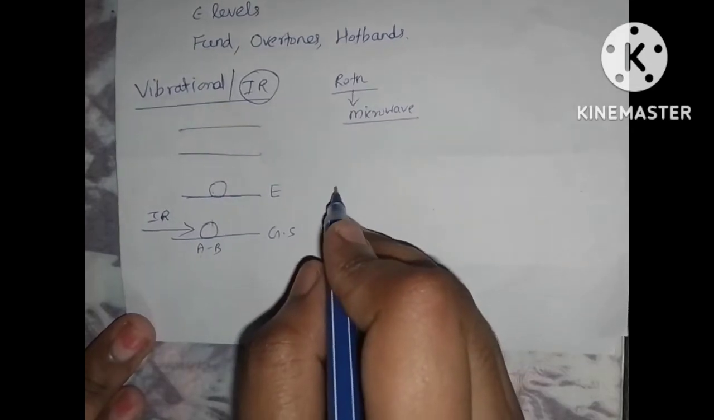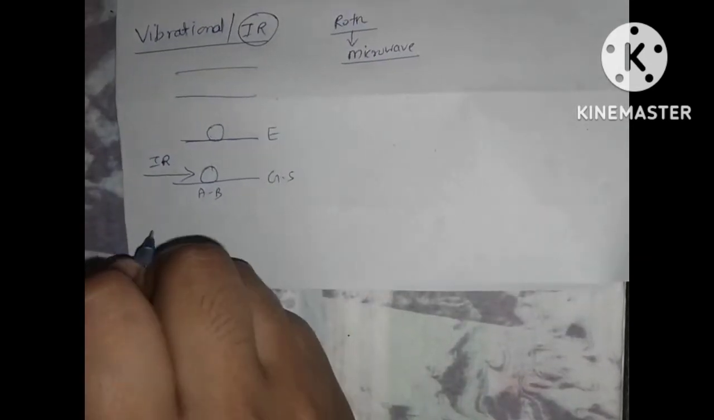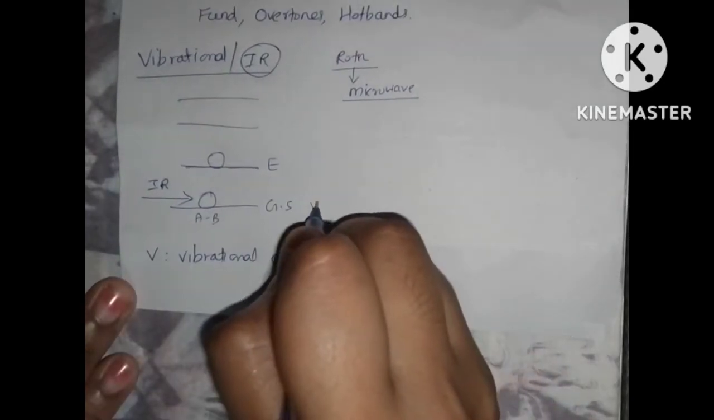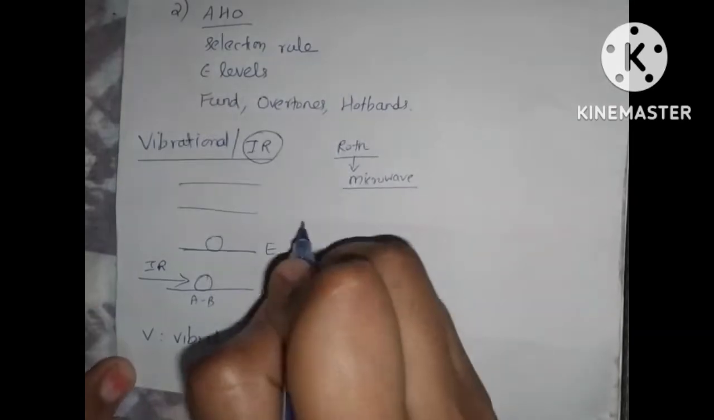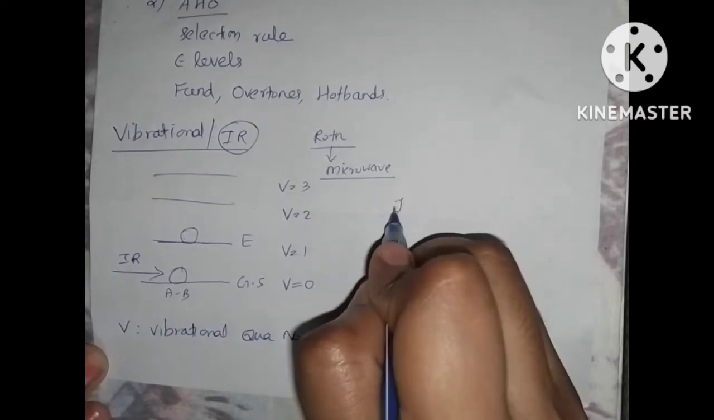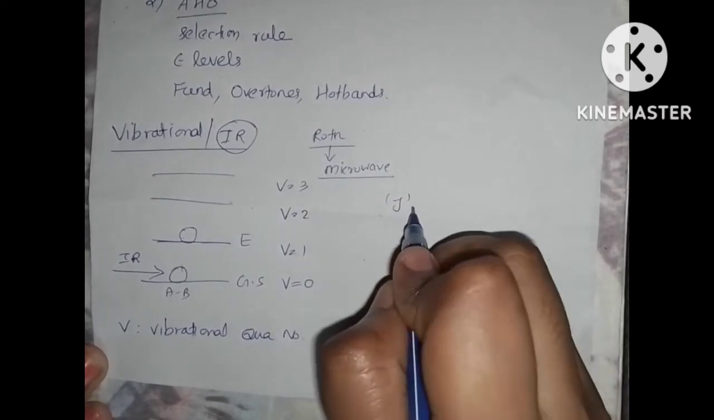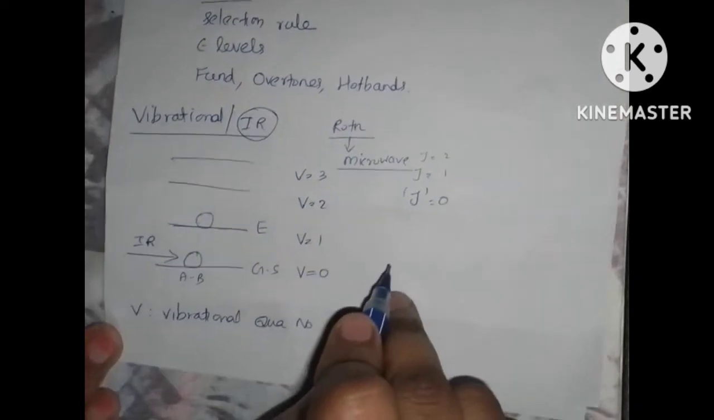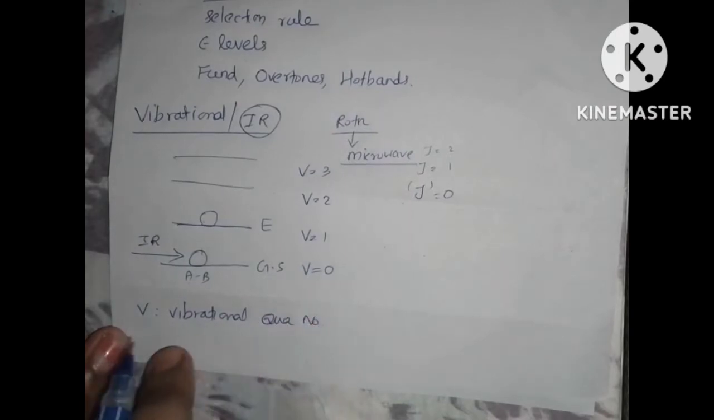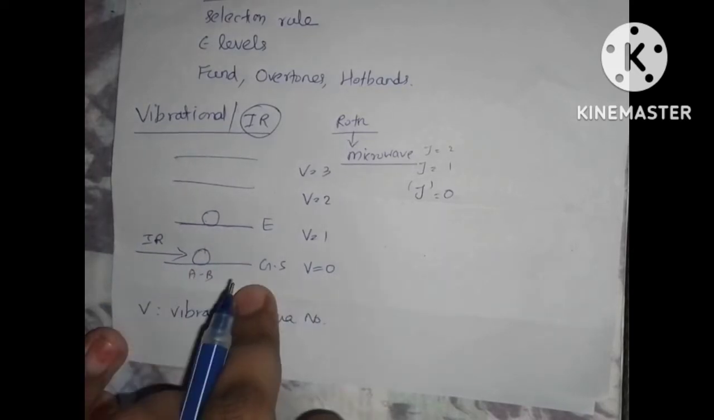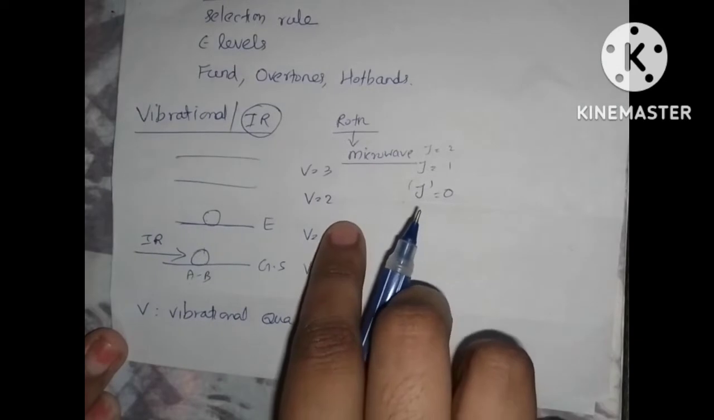For representing the levels, we use the letter V, which represents the vibrational quantum number. For the ground state we write V equal to 0, then V equal to 1, V equal to 2, V equal to 3. In rotational spectroscopy, we saw the letter J, the rotational quantum number, with J equal to 0, J equal to 1, J equal to 2, and so on. Like that, here in vibrational spectroscopy the quantum number is V, the vibrational quantum number. V equal to 0 represents the ground state, V equal to 1 the first excited state, then the higher states are written likewise.